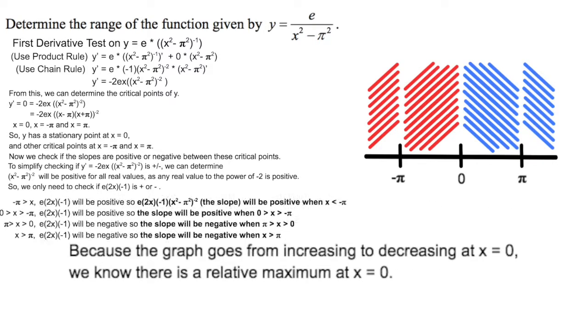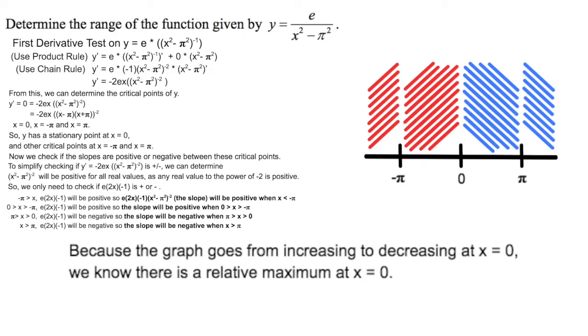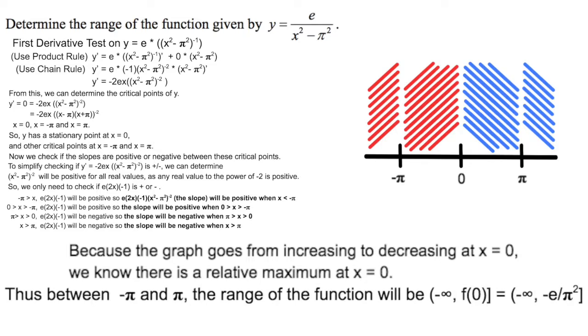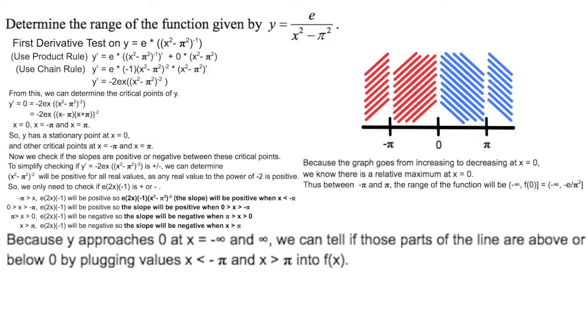Because it goes from increasing to decreasing at x equals 0, there is a maximum at x equals 0. Thus, between negative pi and pi, the range of the function will be from negative infinity to f of 0, or negative infinity to negative e over pi squared. Because y approaches 0 at x equals negative infinity and infinity, we can tell if it's above or below 0 by testing the values x less than negative pi and x greater than pi.